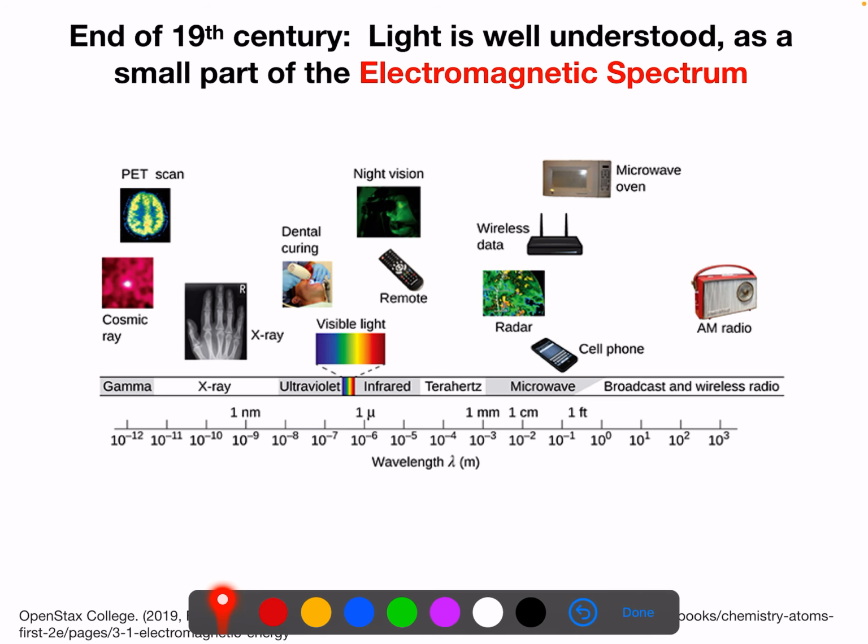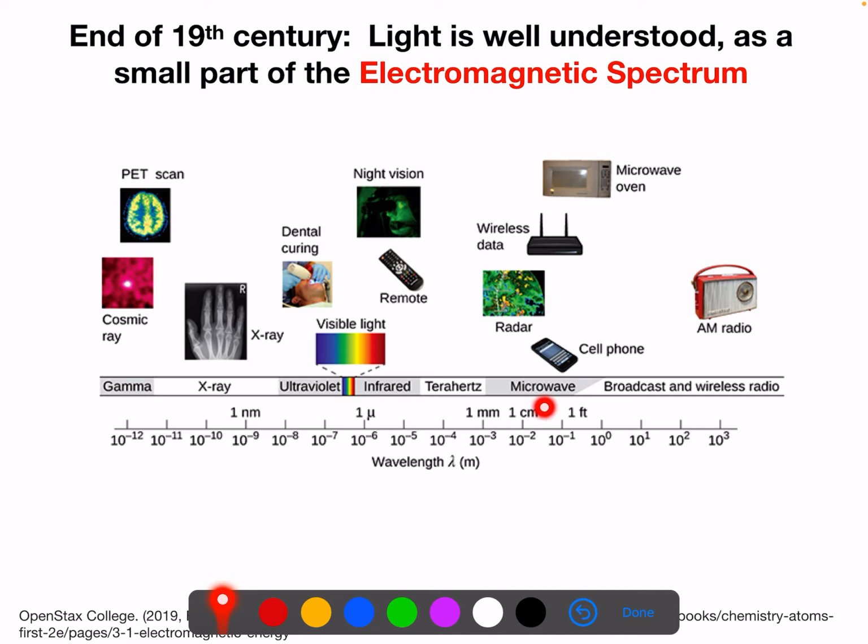And so if we go back through time a little bit, by the end of the 19th century, it's pretty well understood that light, visible light that we see, is part of a larger thing called the electromagnetic spectrum. And the electromagnetic spectrum is made up of a bunch of different things. You can see a picture of it here. So things like gamma rays, X-rays, ultraviolet, infrared, microwave. We can see a tiny portion of it is visible light. So we can only see with our eyes this visible region of this spectrum.